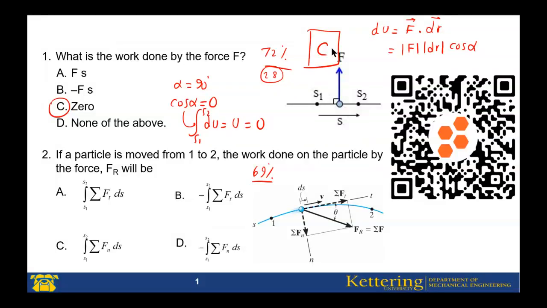Fn does not do any type of work because it is perpendicular to the direction of the motion. The only term that can do work is sigma Ft. By which one? The first or second one? Because sigma Ft is along the direction of the motion, it should be positive. You do not need to just remember the formula. If sigma Ft were in the opposite direction, this answer would be correct.